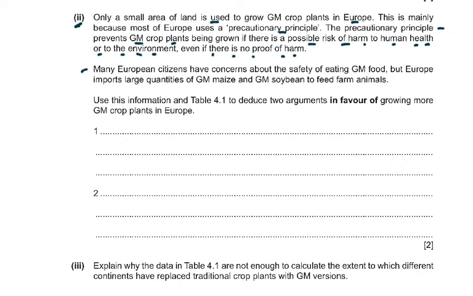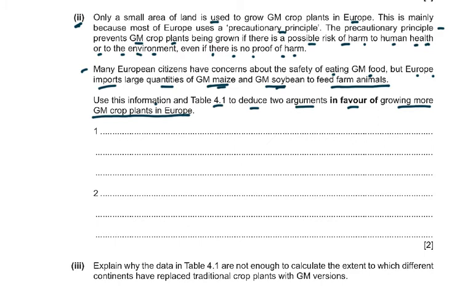Many European citizens have concerns about the safety of eating GM food, but Europe imports large quantities of GM maize and GM soya bean to feed farm animals. The farm animals are ultimately going to be eaten by humans. So Europe is importing large quantities of GM maize and GM soya bean to feed farm animals. Use this information and table 4.1 to deduce two arguments in favor of growing more GM crop plants in Europe.